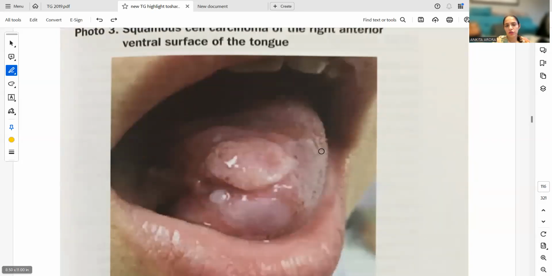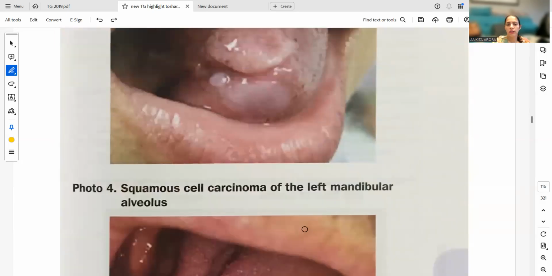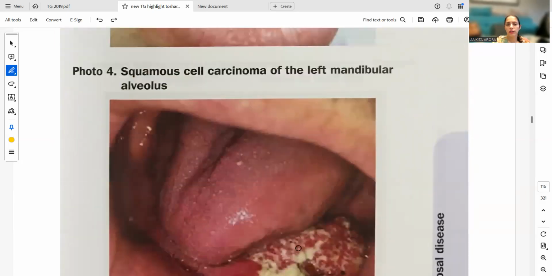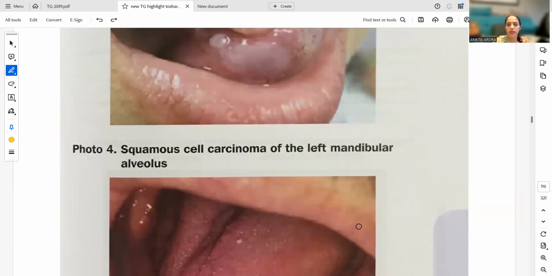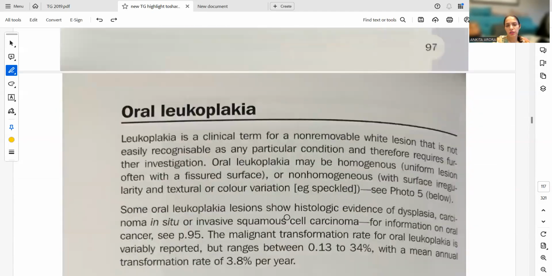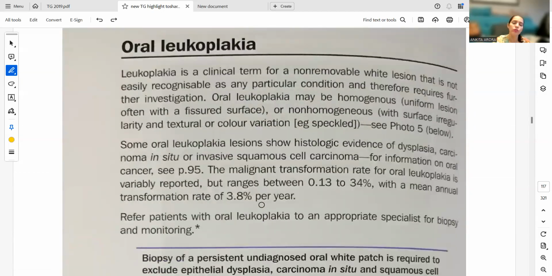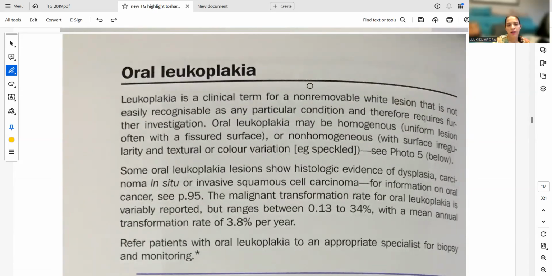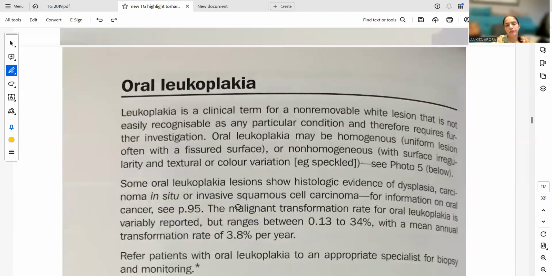This is another picture of squamous cell carcinoma on the ventral surface of the tongue. This is left mandibular alveolus. See, eventually it ruptures. It creates gory looking surface presentations. At these stages, it becomes painful or produces a burning sensation or discomfort. Then moving on to other lesions. We would read about this more in detail from oral case.